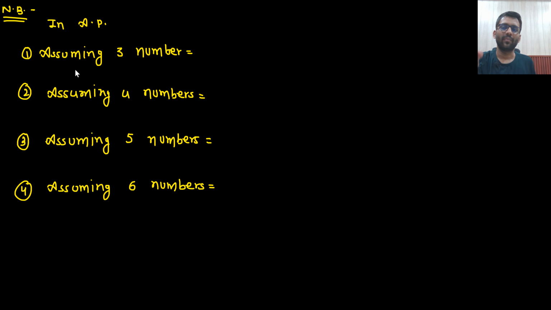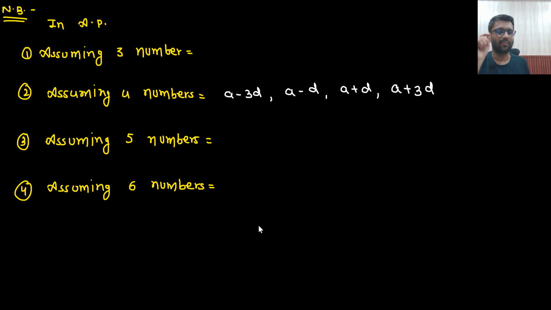So let's just say if you are breaking into 4 numbers, how do you break? a minus 3d, a minus d, a plus d, a plus 3d. So if I ever have to assume 4 numbers, I will assume these numbers. My target is to make the addition one variable. Addition of all these is one variable.